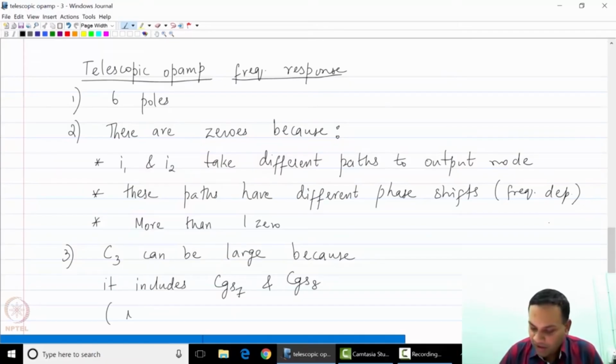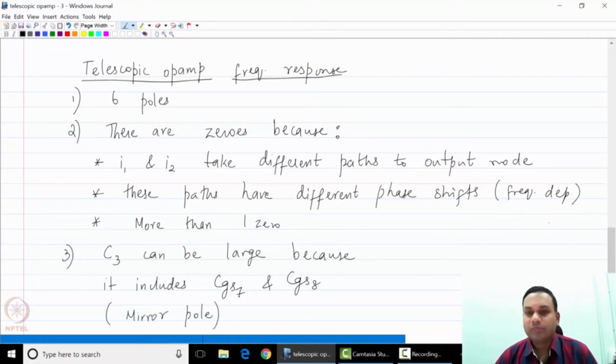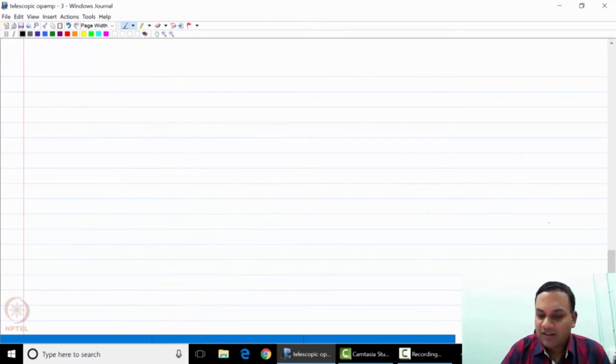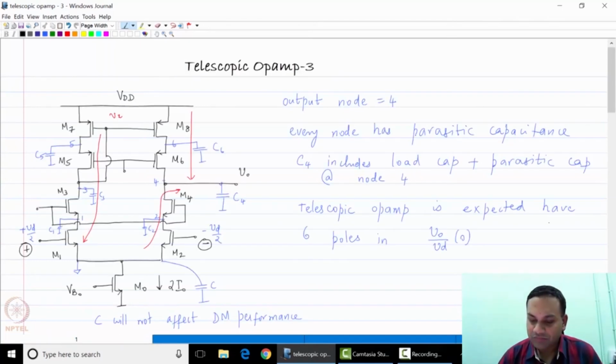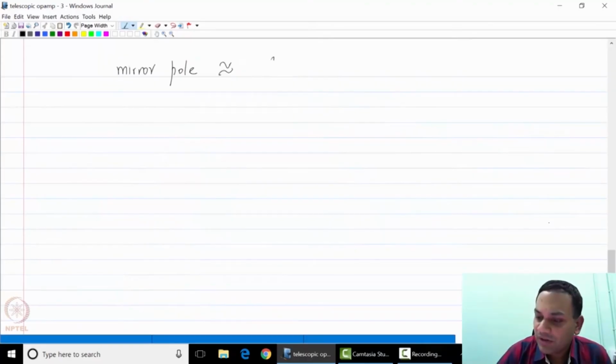This is the mirror pole. Please note that the mirror pole will be approximately at a frequency determined by the impedance at that node, or rather the conductance at that node, which happens to be 1 over GM7. We have calculated that in a different lecture.